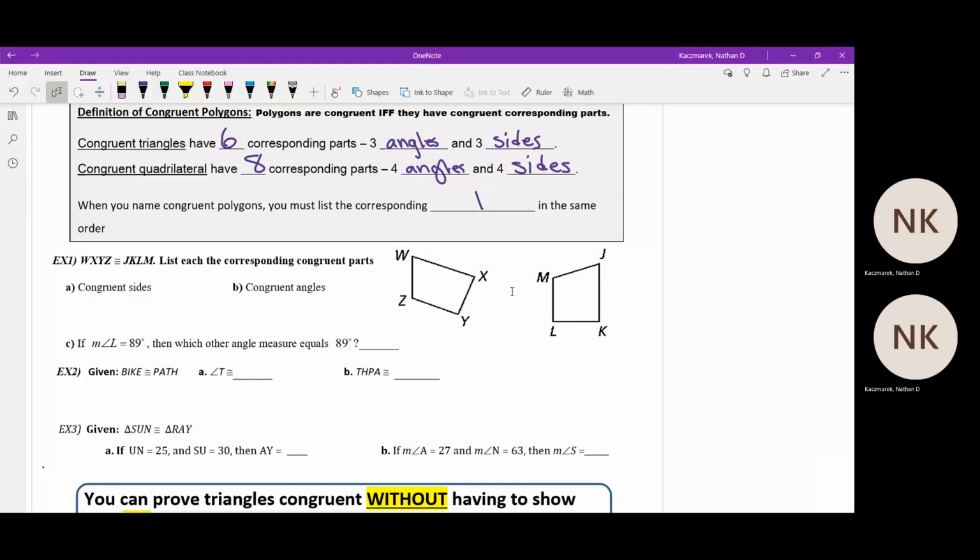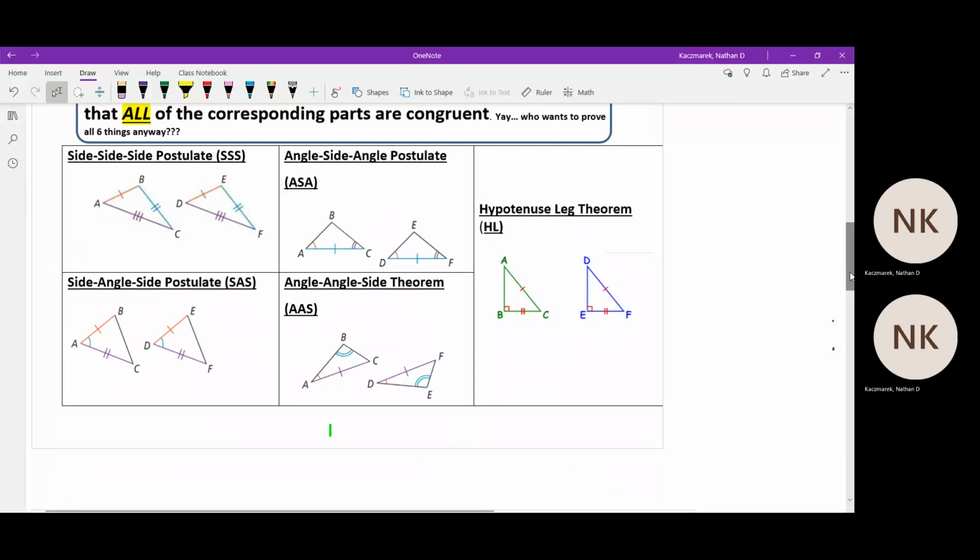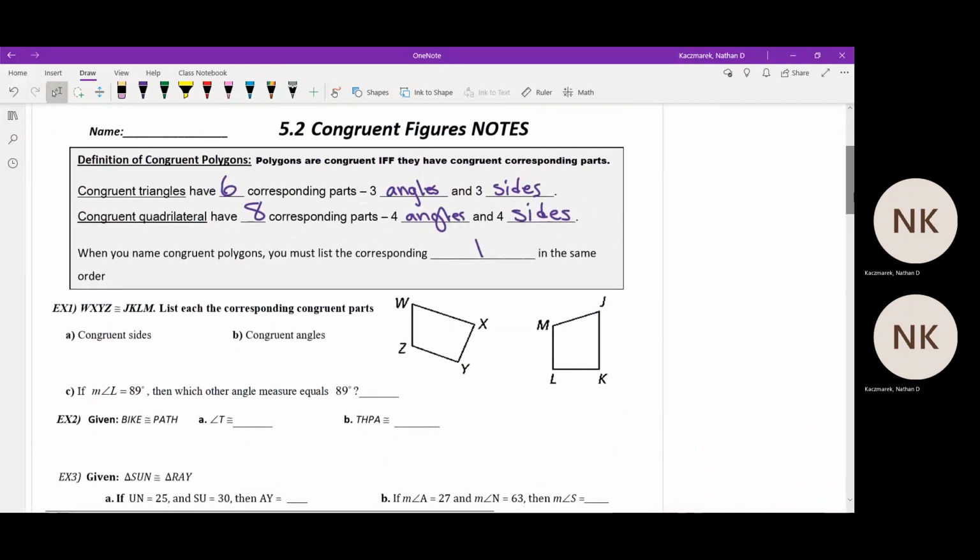All right, today we're going to be talking about Unit 5, Day 2. We're going to be talking about congruent figures. Congruent means of the same size, same shape. These congruent figures are the same size and, yes, the same shape. If we're talking about triangles, they're going to have 6 corresponding parts if they're congruent: 3 angles, 3 sides.